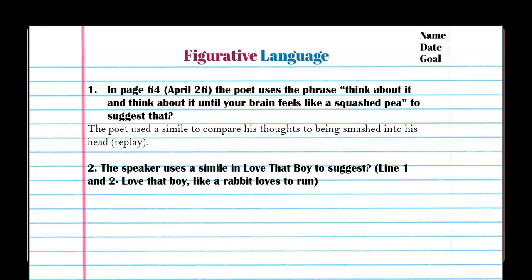I'm going to give you one more minute so that you can answer number 2. Now we know that a simile compares two things. What is the speaker comparing here? So it says, love that boy, like a rabbit loves to run. He's comparing what to what? He doesn't mean literally, right? It's a figure of speech.